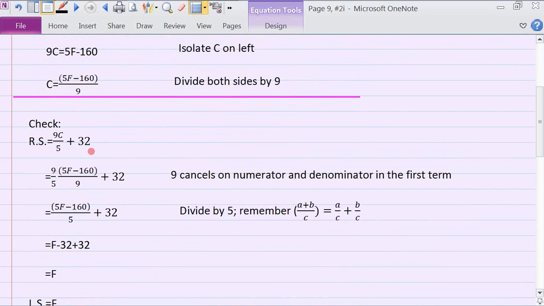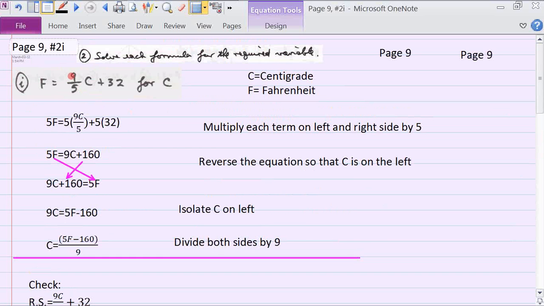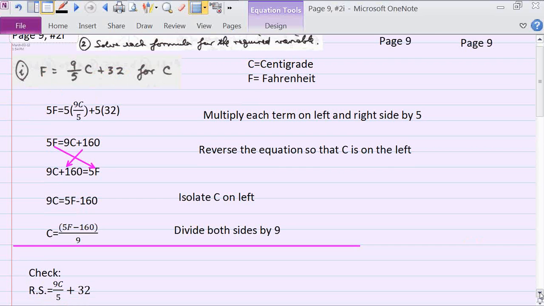Now, to check this answer, I'm going to go back to the equation and substitute on the right side for the c. Here's the c right here. I'm going to substitute for it in this equation. I'm going to start with the right side right here and reduce it so that it equals f.